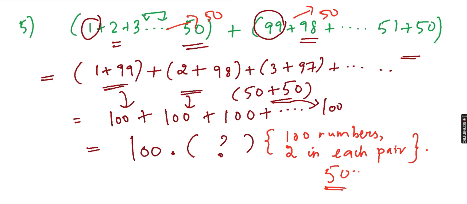So when I have 50 pairs, each adding to 100, what you should write here? You should write 100 into 50. Be careful with the zeros. So the answer is going to be 5000 here. Whenever you have such problem, identifying the total number of pair is a really complex one. If you get that point, it is easy.